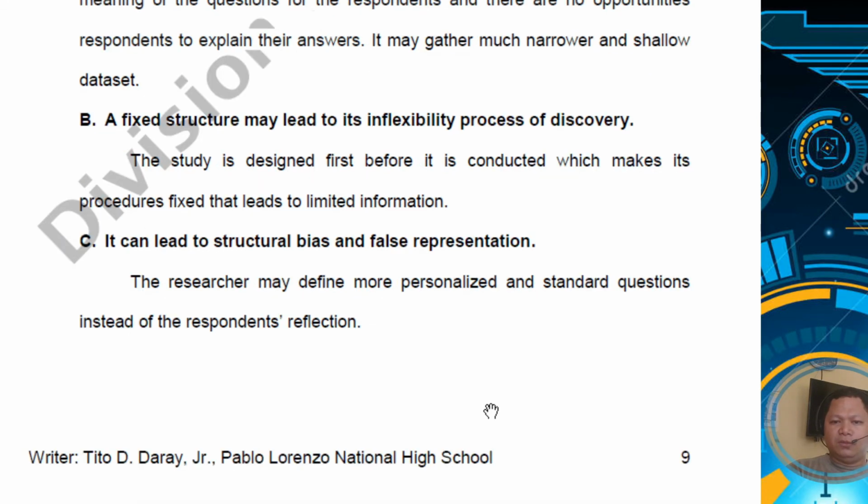The researcher may define more personalized and standard questions instead of the respondent's reflection. This is on making the survey, or also in the interpretation of results. Sometimes as a researcher, we need our study to have a certain result, so we tend to be biased. As a researcher, we must be fair. We should not be biased or incline to one side. Whatever the result, we just accept it.